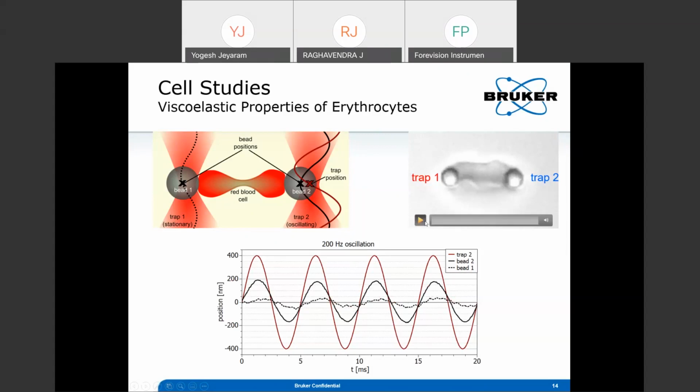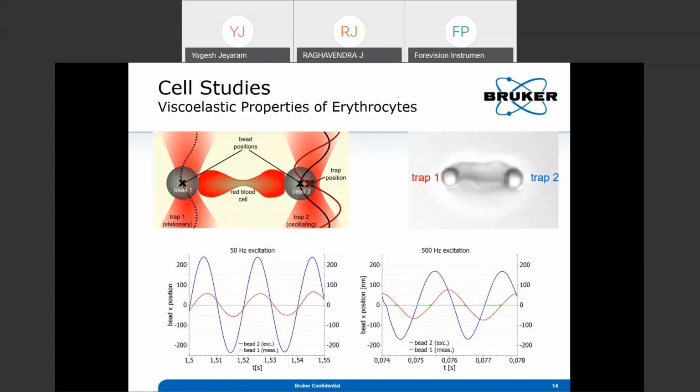Here you have a small video that shows one trap that's more or less fixed. The other trap is moving, and you can see it at different frequencies, first slowly, then at a higher speed. Let's play that again. Initially it's moving a bit slowly, then it moves at a higher speed. You can see that when you're oscillating at lower excitation frequencies, bead one and bead two move in phase, but at high frequencies they are out of phase. This is typical for these kinds of materials, and you can apply different models to understand that.